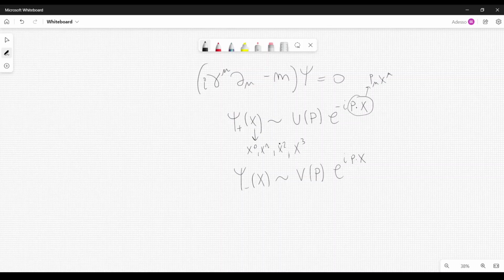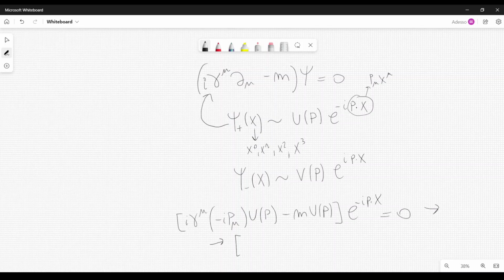And then if we substitute this expression, for example, psi plus, here, for psi, we are going to get the following equation. We are going to get i gamma mu, then we have minus i p mu, u of p, minus m u of p, times e to the minus i p dot x equal to 0, from which we find gamma mu p mu minus m u of p equal to 0.